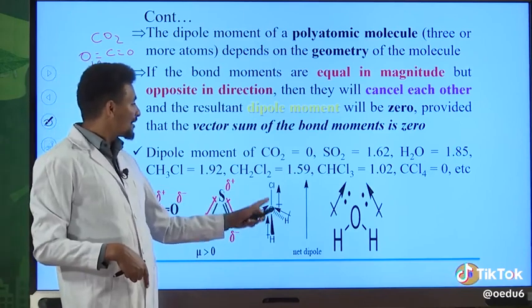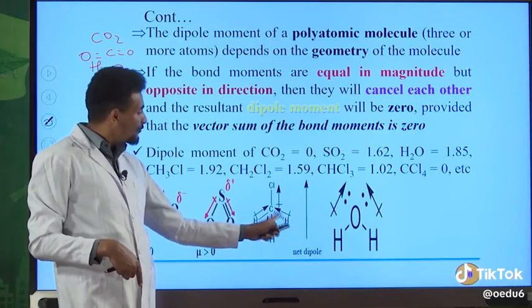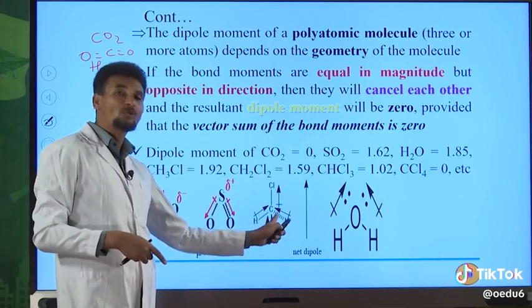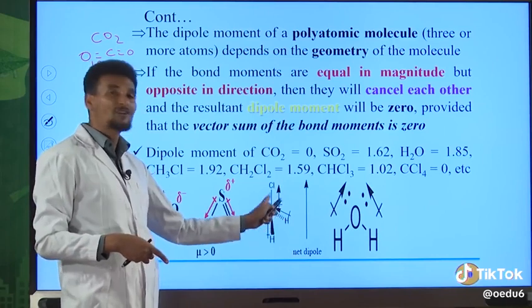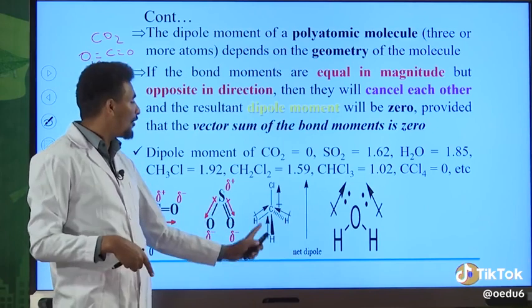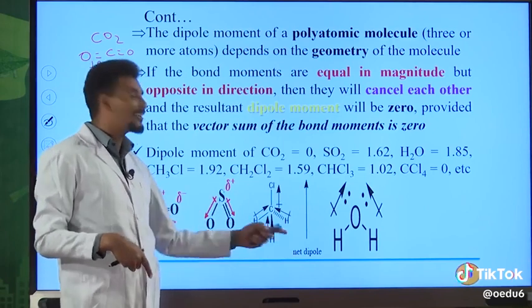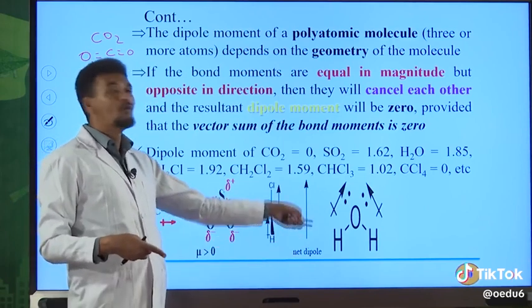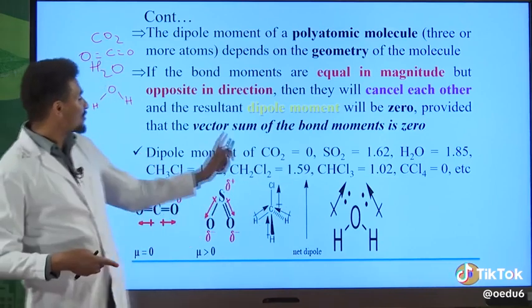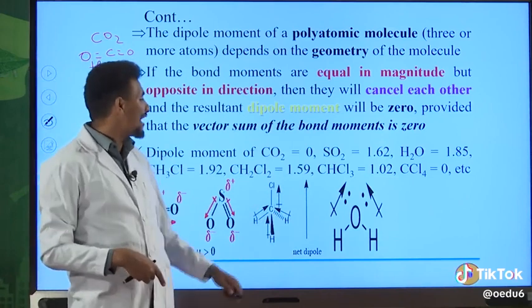In this one, from carbon to hydrogen, carbon has high electronegativity, so the vector is toward this carbon. The head of the vector is toward this carbon, the tail is toward this hydrogen. Therefore, we must add these vectors together, and the net dipole moment is high. Therefore, this is a polar covalent molecule.